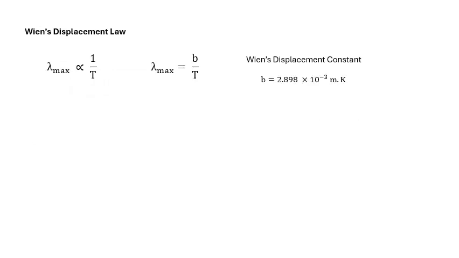And so we get to Wein's displacement law. Basically the peak, lambda max, that's where the peak occurs, is inversely proportional to the temperature. So the higher the temperature, the peak happens at a smaller wavelength. And the constant is Wein's displacement constant, and you'll be given a value for that.